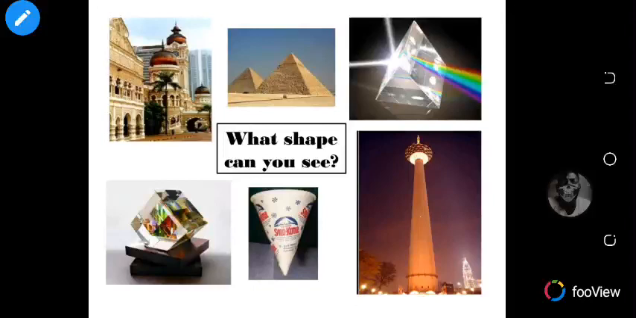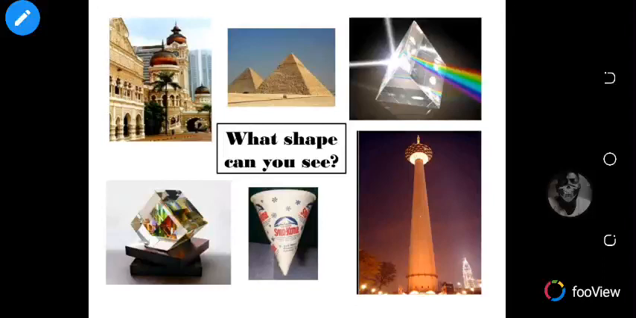I welcome you to today's lesson in maths on the topic prisms. So, we are actually moving from two-dimensional plane figures, which are just shapes and lines, to solid geometry or solid figures, things that you can touch and feel. When you look at the following pictures, what shapes can you see?